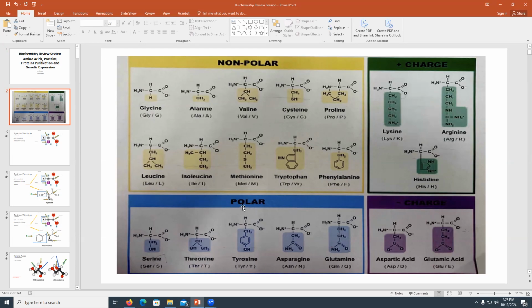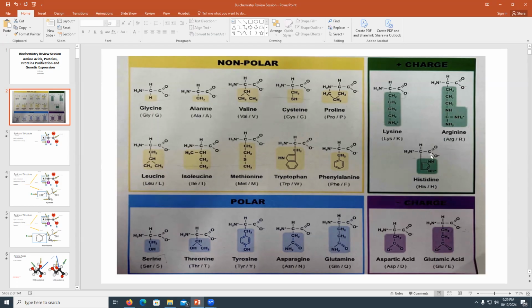These are amino acids that are polar. They can dissolve in water, but they are neutral. They have no charge. But here, green and purple, they are also polar, but they are polar and charged. And we know there are two charges, a positive charge and a negative charge.